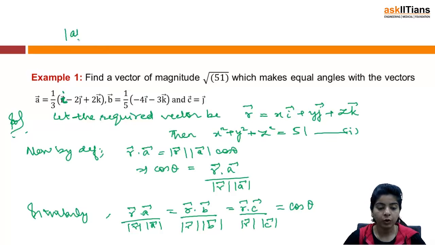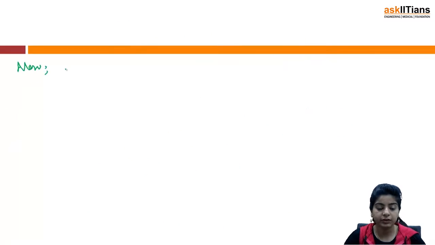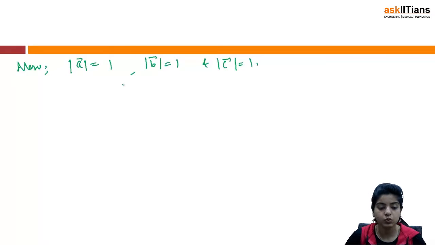So what about the modulus of A? That will become under root of 1 square plus 2 square plus 2 square, by 3. So I have 4 plus 4, 8 plus 1, 9, under root 9 by 3. That becomes 1. Modulus of B is again under root 4 square plus 3 square by 5. That is again 1. And modulus of C obviously is 1. So the magnitude of all the 3 vectors is 1.